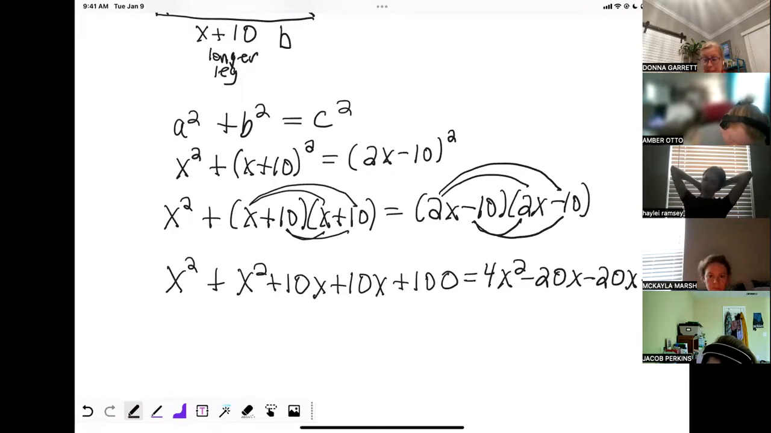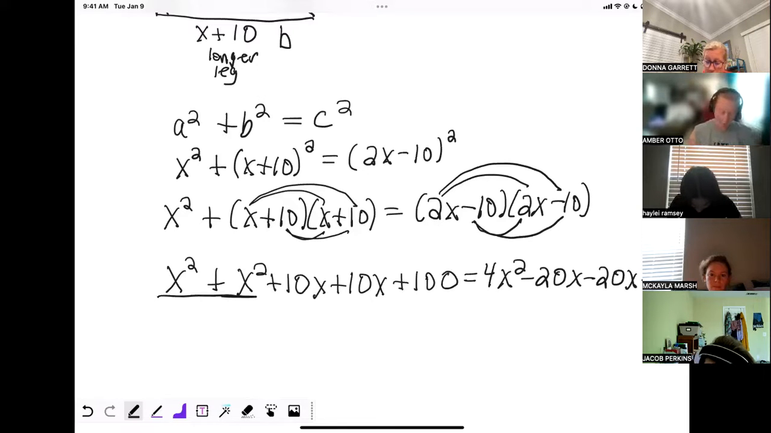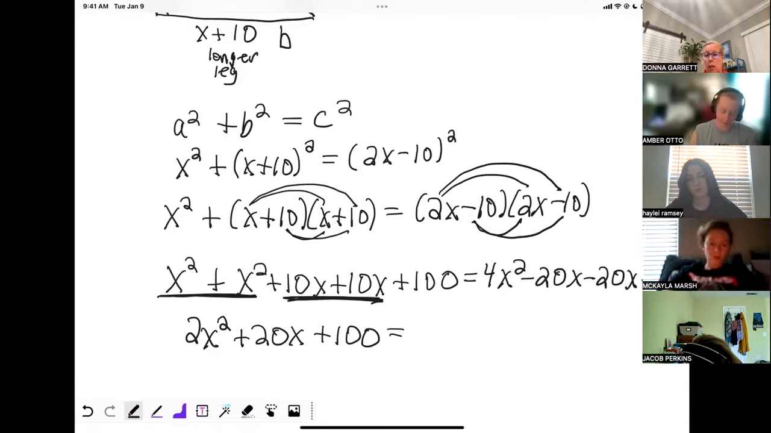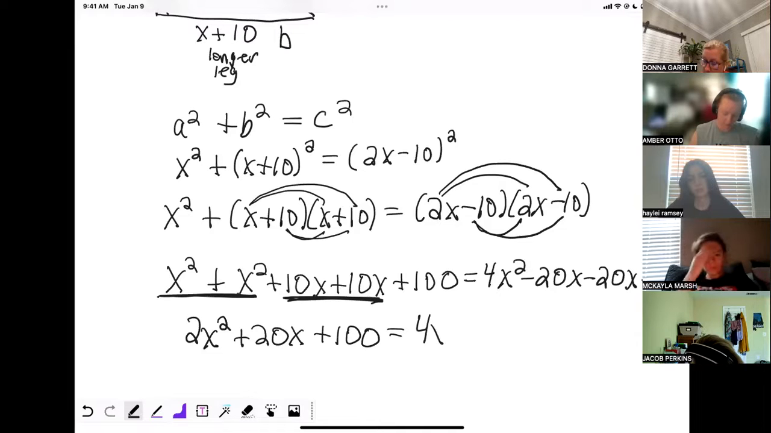All right, so what I see is that we have a big mess that we need to simplify. So we need to combine like terms. I can put these x squareds together and make 2x squared. I can also put these 10x's together and make 20x plus 100. And now we're going to clean up the other side, because you really want to make sure all the like terms are combined before you do too much. So I have 4x squared. I can combine my negative 20x and negative 20x to make negative 40x. And then I have plus 100.